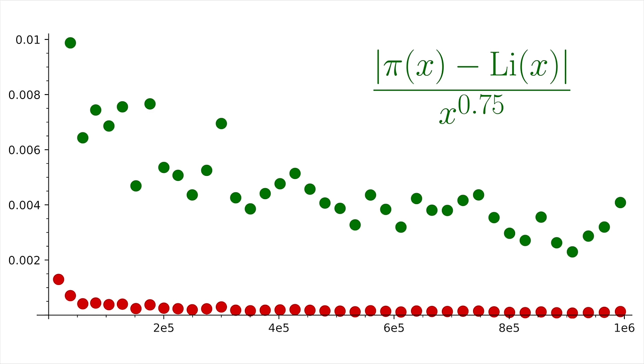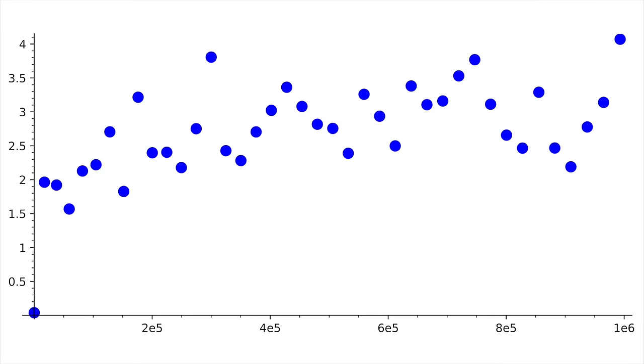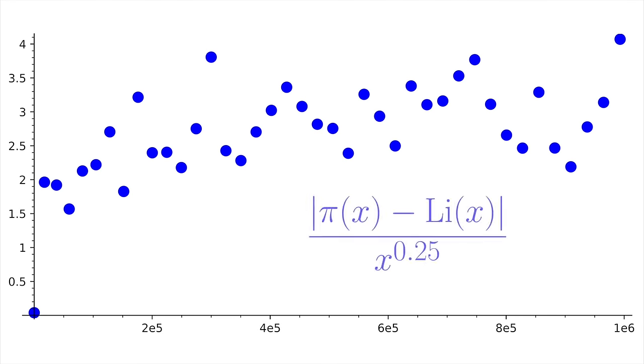That would be something that implies the prime number theorem but says something even more. So for comparison, I want to show you a graph of another similar ratio, but now I'm replacing the x to the 1 or the x to the 0.75 in the denominator with an x to the 0.25. And you'll notice that now the y-axis has completely shifted, and now this ratio in no way seems to be approaching zero. In fact, if anything, it seems to be approaching infinity.